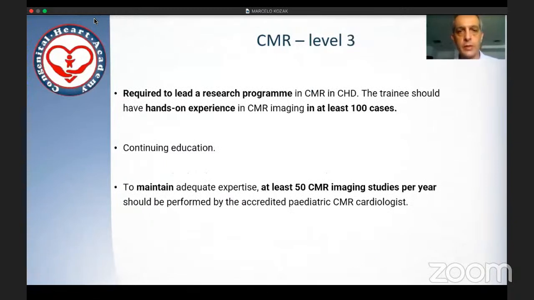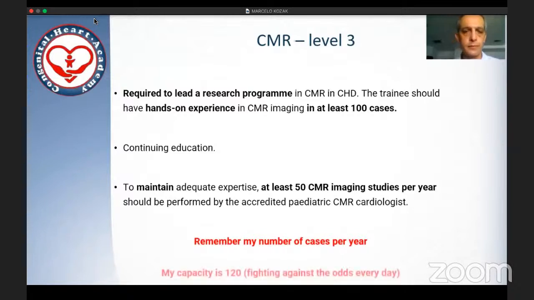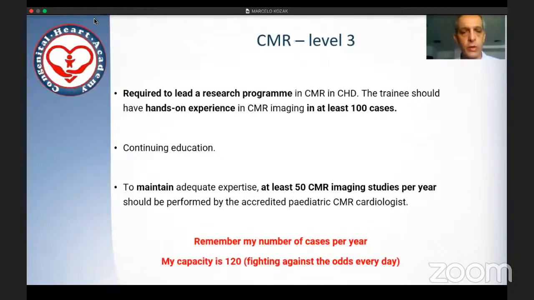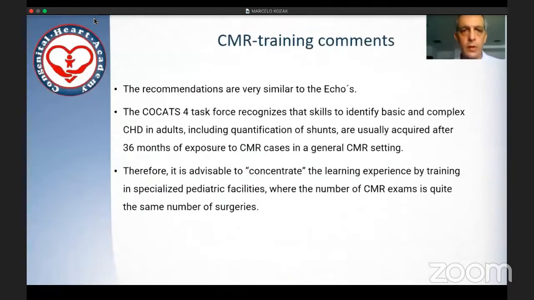The level 3 is required to lead a research program in CMR and congenital heart disease. The trainee should have hands-on experience in CMR imaging in at least 100 cases, has to be on continuing education, and needs to maintain at least 50 CMR studies per year. So now you remember my number of cases per year. My capacity is 120, and my best year I had roughly 70 cases. The recommendations are very similar to the echos.